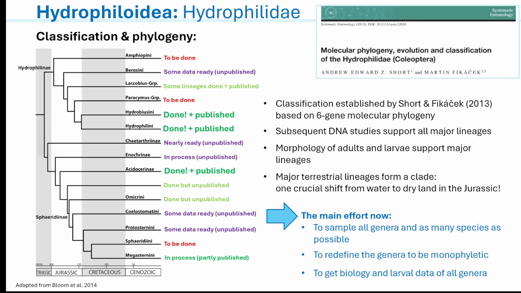For the genus-level revisions and systematics, there are some differences between different lineages. As you can see, we have some lineages like Acidocerines, Hydrobiosines, and Hydrophilines, which are done and published. Then there are some lineages which are done but not published yet, or nearly done or in progress. And a few lineages, Amphiopines, the Parasimus group, and Spiridians, were not even started. So still lots of work to do, but we are in the process of getting closer to reality and understanding the evolution of this lineage of hydrophilids much better.